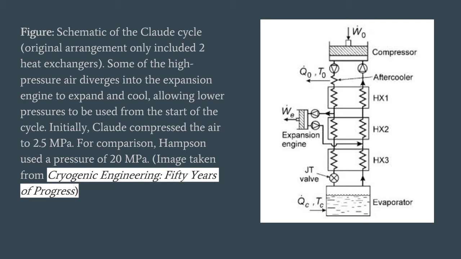Here's a schematic of the Claude cycle, very similar to the cycle Hampson used, except it uses multiple heat exchangers and an expansion engine, which functions like a turbine. This setup allows for the compressed air to be used at a lower pressure. For comparison, the Claude cycle compresses the air to 2.5 megapascals, whereas the Hampson cycle compresses to a pressure of 20 megapascals, which requires significantly more power input to the compressor.